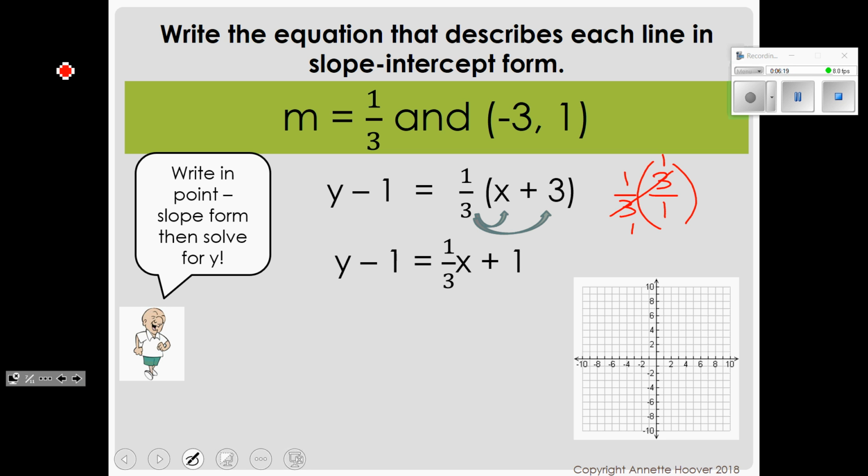So we have y minus 1 equals 1/3 x plus 1. We have to move the 1 to the other side using inverse operations. So we're going to add 1 to both sides. So we would have y equals 1/3 x plus 2.